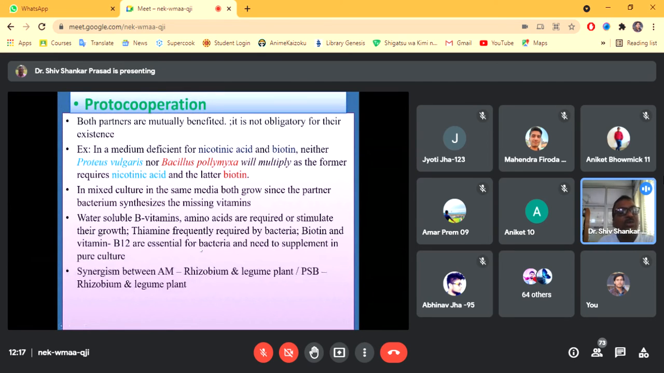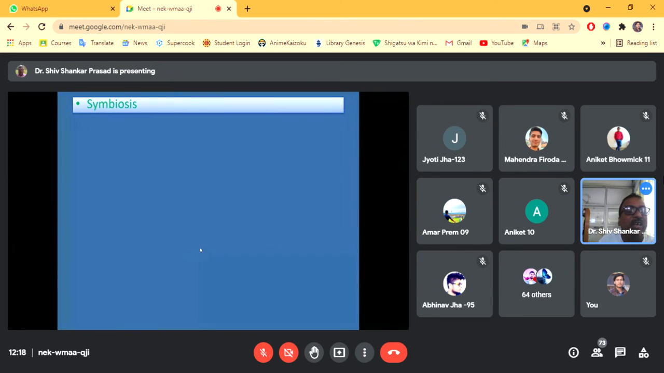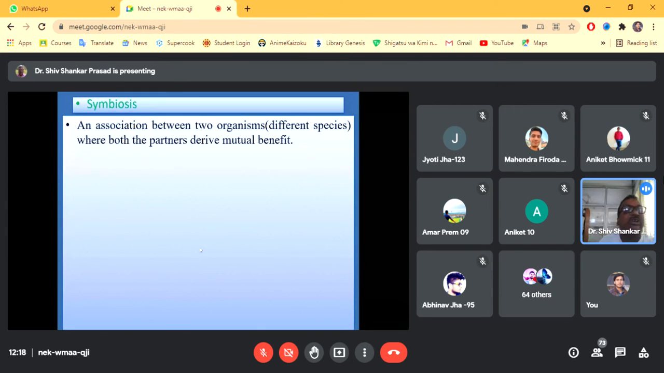Okay, so the synergism between the vesicular arbuscular mycorrhiza and rhizobium and legume plants, and PSB, rhizobium and legume plants interactions are examples of protocooperation. They improve the benefits of the plants. Okay. The symbiosis. Symbiosis, the next most important interactions which are explored very much in the agriculture also.